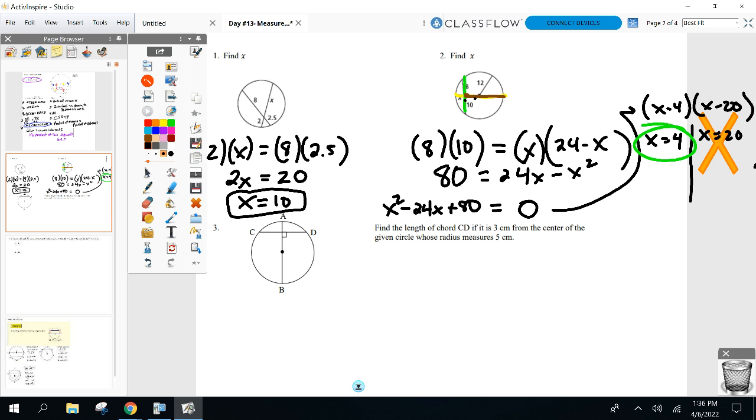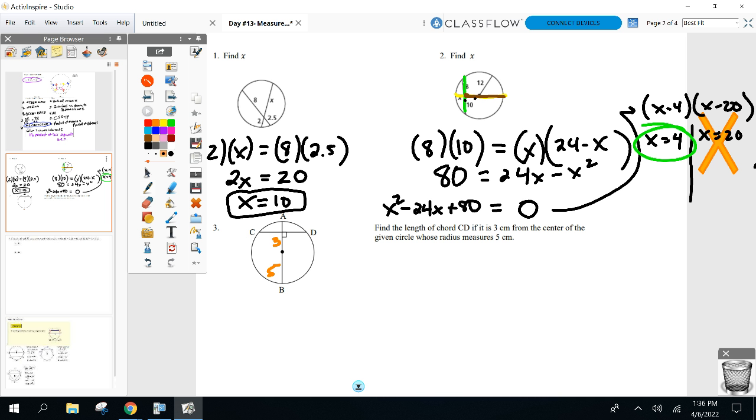Okay, we're finding the entire length of CD right now. It's 3 centimeters from the center. Can you guys put a 3 centimeters from the center? Chord CD, 3 centimeters from the center. Radius is 5. Can I plug the 5 anywhere? Or can I put a 5 on this diagram? Center to what point? B. I could do it there.